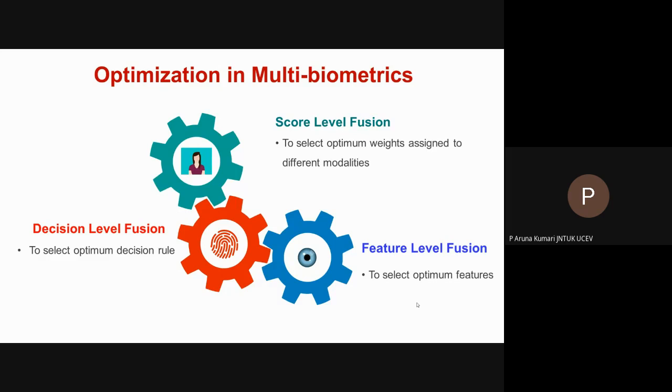That means there we are getting the curse of dimensionality problem. We have a larger number of dimensions, more features. Then obviously, in feature level fusion, to select the optimum features, we can apply optimization techniques. That means in different scenarios, at different multi-biometric fusion levels, we can apply these optimization techniques.